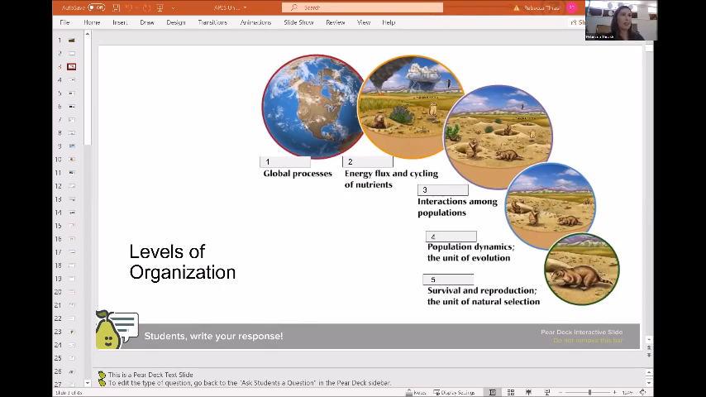All right, excellent. So far, everybody's correct on the first level, which are the global processes. You've got it. It's the biosphere. That's correct on that second level as well. Shelby, that's looking great. Jordan, I'm glad you brought up niches. We're going to be talking about that.